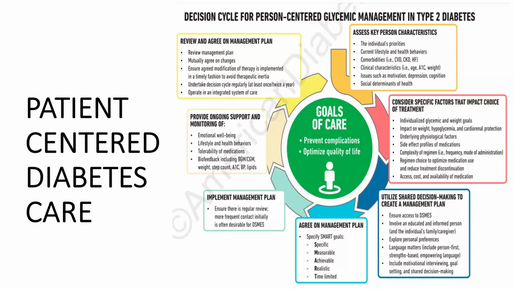So we need to consider all of this, and then come to shared decision making with the patient to create an achievable management plan. We need to finally agree on a management plan, a SMART goal as they call it. So it has to be specific, measurable, achievable, realistic and time-limited. After agreeing on such a plan, we need to implement it and regularly monitor it, providing ongoing support to the patient. And not only implementing it, we need to review it and make necessary arrangements if any problem arises. So that's a summary of the patient-centered diabetes care they have given.